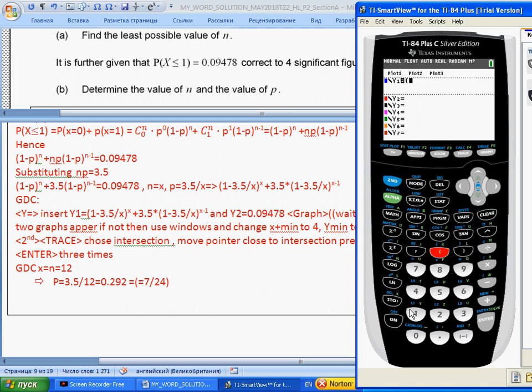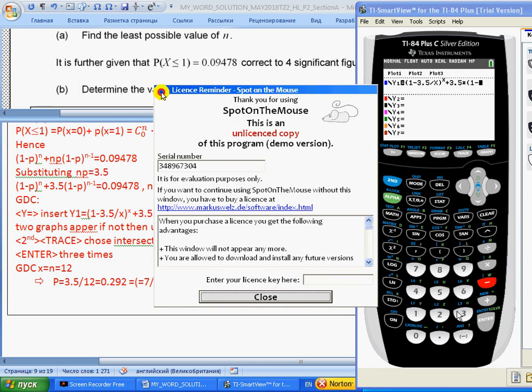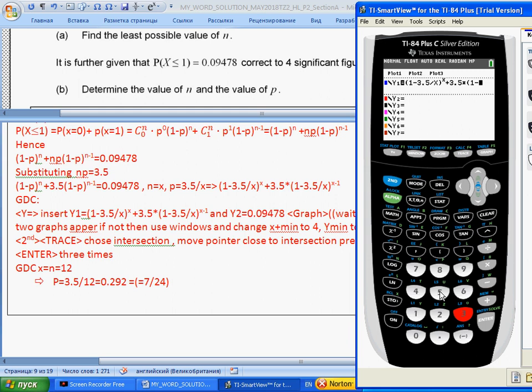So 1 minus 3.5 over x, bracket is closed, to the power of x, move to the right, plus 3.5 times, bracket open, 1 minus 3.5 over x, raised to power x minus 1. Finished.